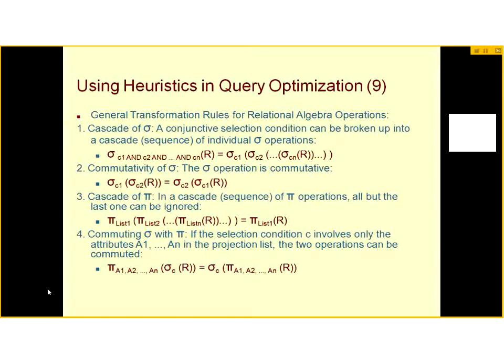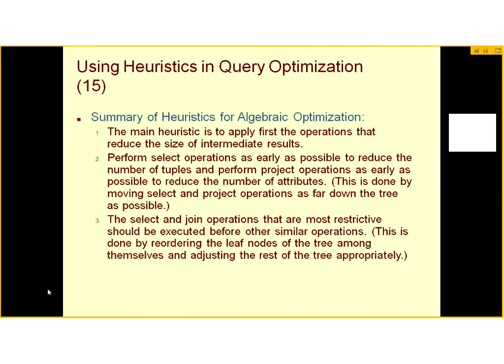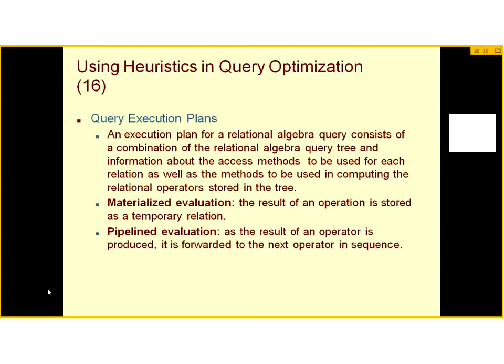Then general transformation rules for relational algebra. There are certain properties: commutativity of selection operators, cascade of join, commuting select with join. So you should be aware of these properties. Then what kinds of query execution plans can be there: materialized evaluation and pipeline evaluation.